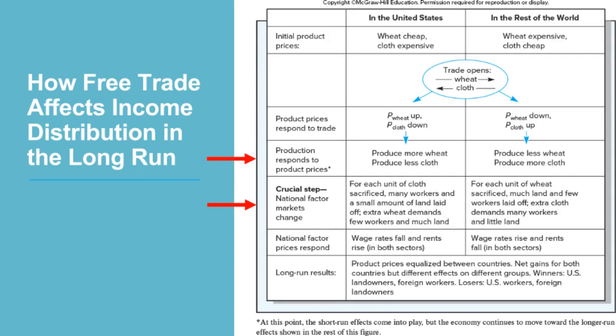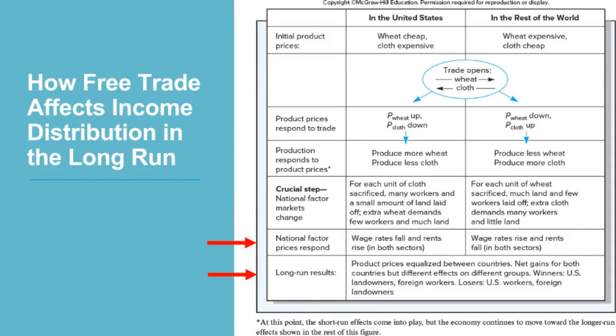Row 5 describes national factor markets changing as a crucial step. In the United States, for each unit of cloth sacrificed, many workers and a small amount of land is laid off, as extra wheat demands few workers and much land. In the rest of the world, for each unit of wheat sacrificed, much land and few workers are laid off, as extra cloth demands many workers and little land.